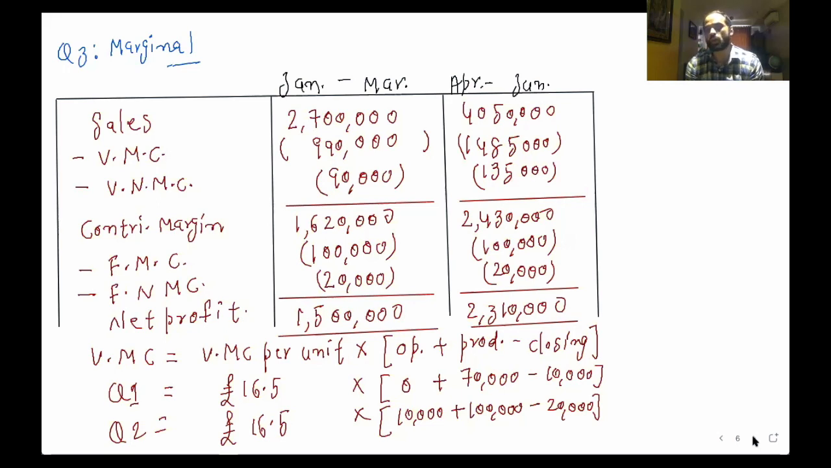Same thing happened with your Q2 for marginal and absorption costing. So that's why profit for the marginal and absorption costing is not the same, right? So that's all for marginal and absorption costing. So marginal and absorption costing part is finished for your topic 5.